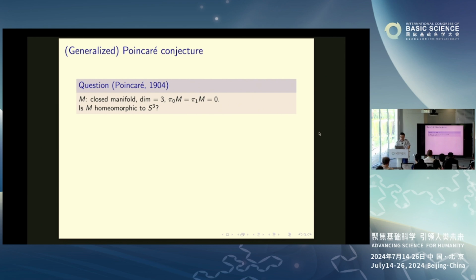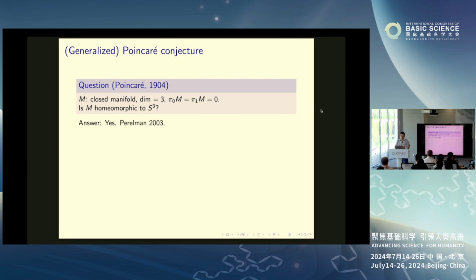So the question by Poincaré in 1904 asks, if M is a closed manifold, so closed here means it's compact and has no boundary, and is of dimension 3, and moreover, pi 0 of M and pi 1 of M are both 0, so it's path connected and is simply connected. And the question is, is M homeomorphic to the 3 sphere? So as we all know, the answer is yes. This is proved by Perelman in 2002-2003 using geometric analytical methods.